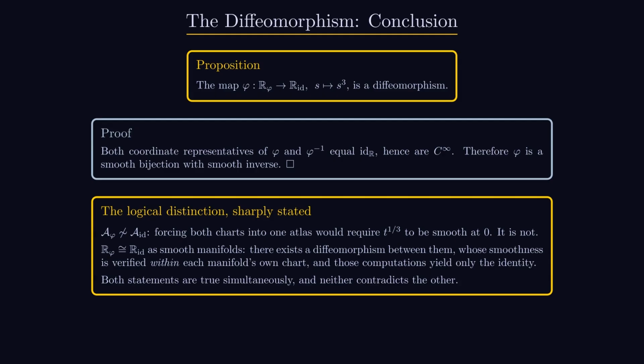On the other hand, R_phi and R_ID are isomorphic as smooth manifolds. The map phi is a diffeomorphism, and verifying its smoothness requires only computing its coordinate representatives within each manifold's own chart. Those computations give the identity. Both facts are true simultaneously. Atlas inequivalence and diffeomorphic equivalence measure different things, and neither implies the negation of the other. Placing our example in its broader mathematical context requires distinguishing non-equivalent structures from the stronger notion of exotic structures.